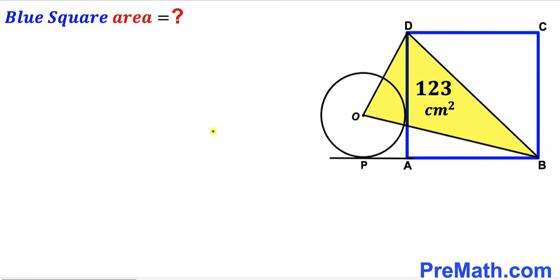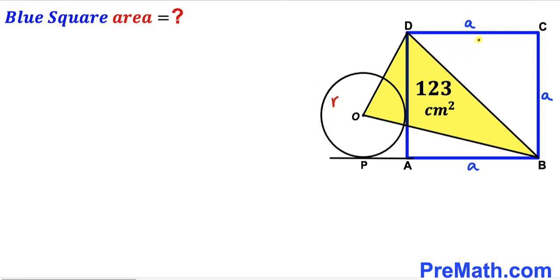And here's our very first step. Since we are dealing with this blue square, that means all these sides are equal. I'm going to label its side lengths as lowercase a, lowercase a, lowercase a, and lowercase a as well. And let's assume the radius of this circle is lowercase r.